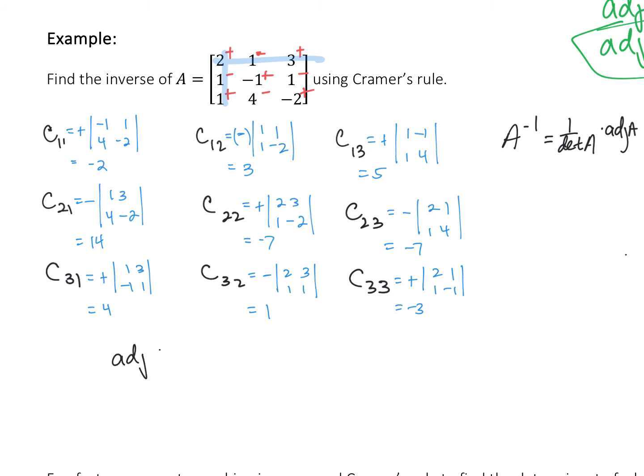So for our adjugate matrix of A, it would be really tempting just to take each of these numbers in the position they're in, but we're going to take the transpose of the position that they're in. So for the adjugate matrix, the -2, 3, 5 is going to be the first column. 14, -7 is going to be the second column. And 4, 1, -3 is going to be the third column.